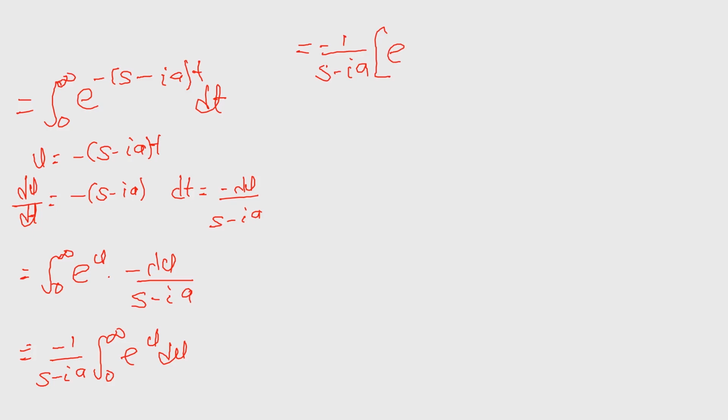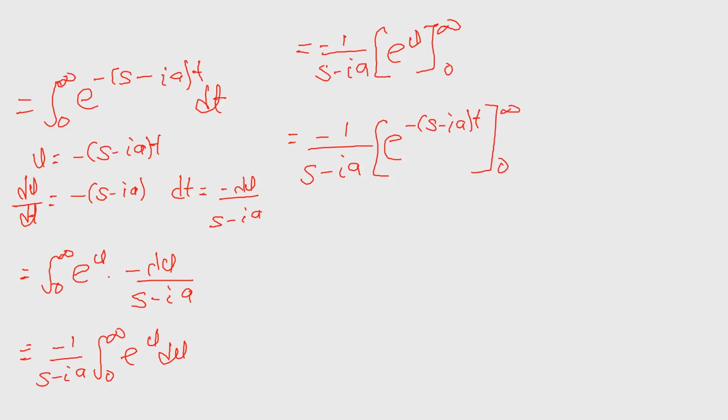You are going to have e raised to the power of u, then close the bracket, you put your infinity here, you put your 0 here. So which is going to be minus 1 over s minus ia, then you bring back your u. Your u is minus s minus ia, close brackets t, then you put your boundary infinity to 0. So at this point, you can begin to insert your value.